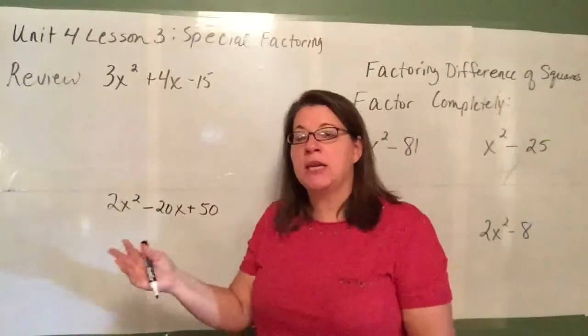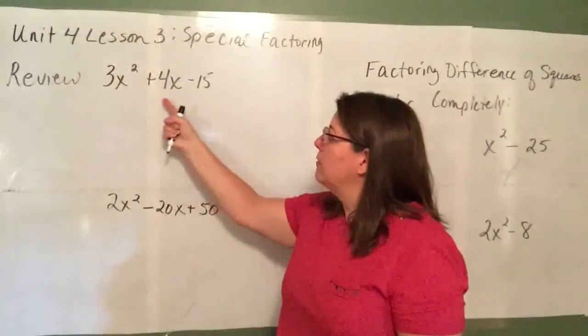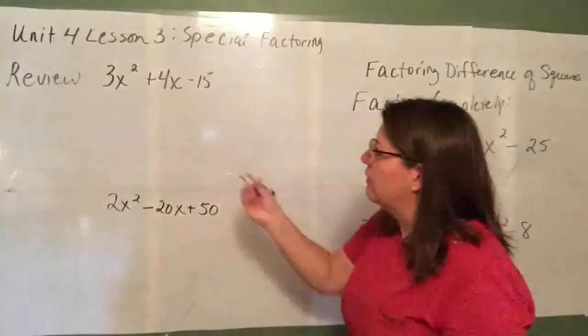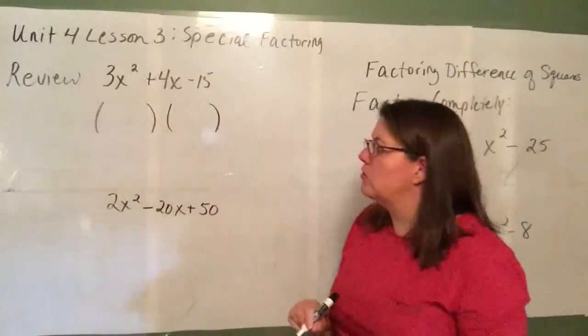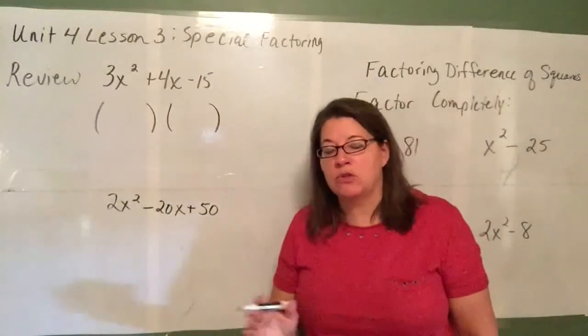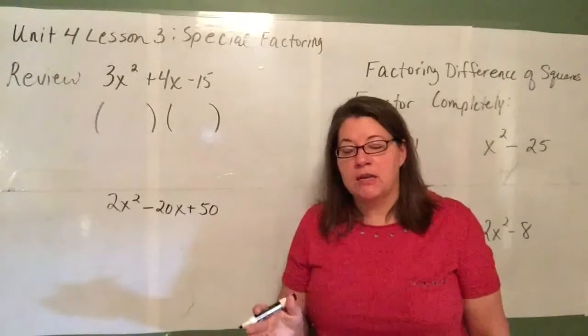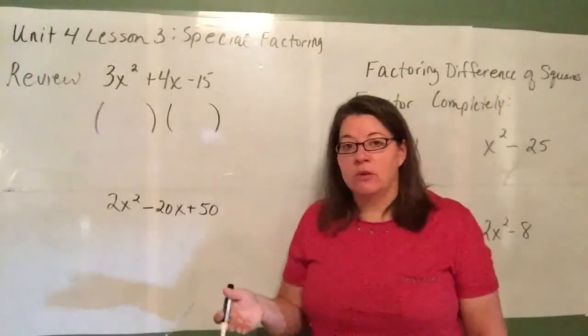If they do have something in common, you need to take out the GCF. In this case, 3x squared plus 4x minus 15, they don't have anything in common, so I'm just going to factor right off the bat. Now, I prefer that my students use the two sets of parentheses and just do the factoring mentally. You could also do the key form method or the key number method that we learned in Lesson 2, but that is a little bit more time consuming.